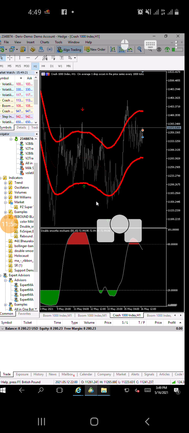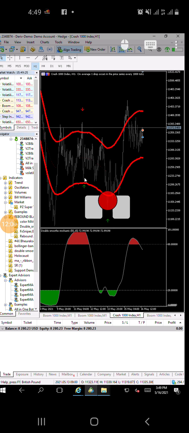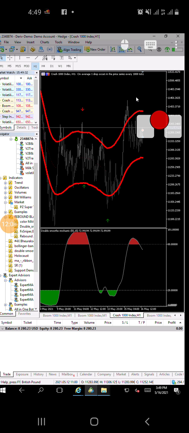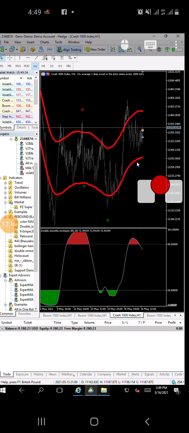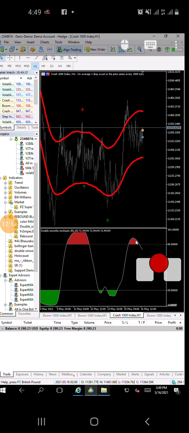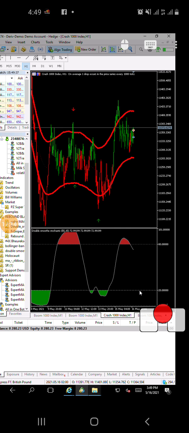So if this green arrow is yet to pop up, you can still leave your Crash 1000 robot to be trading. If it is only the red arrow that has popped up, that is still working. Green is yet to pop up, and this red is yet to touch this place to form the green zone, so you leave it for a while and allow the robot to be picking trades.